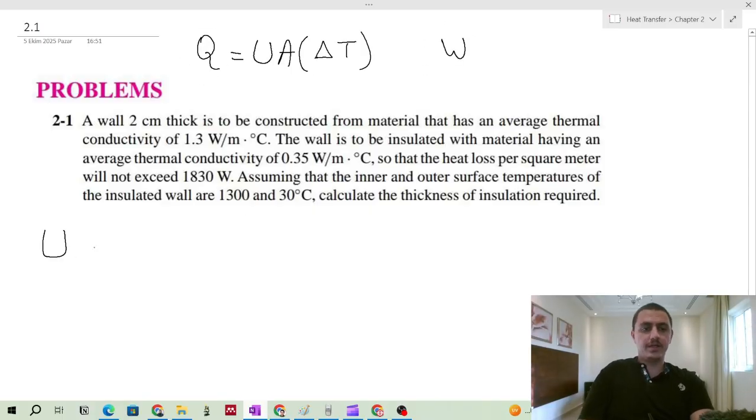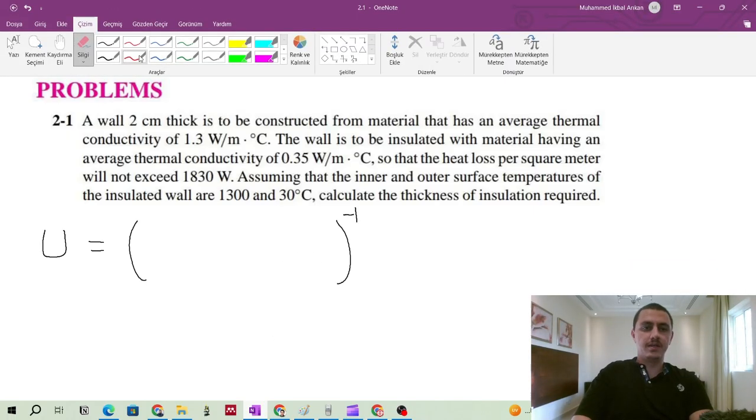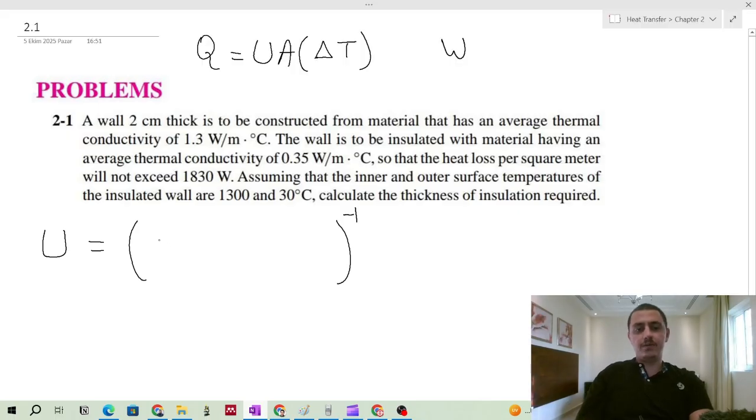But how do we calculate overall heat transfer coefficient? You get multiple heat resistances, then you take the power of minus 1. And for this example, we have a series of conductive materials. So here we just add resistance 1 plus resistance 2.